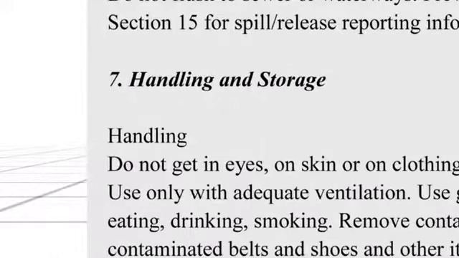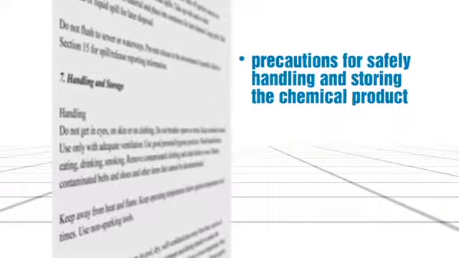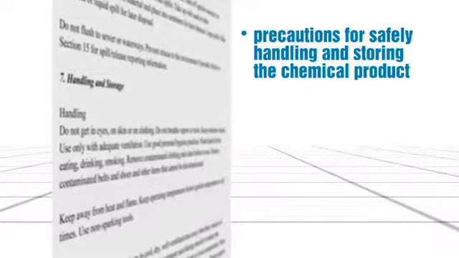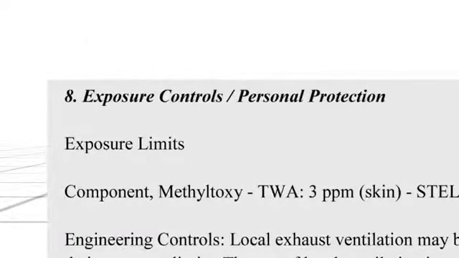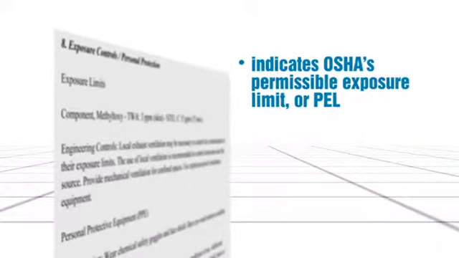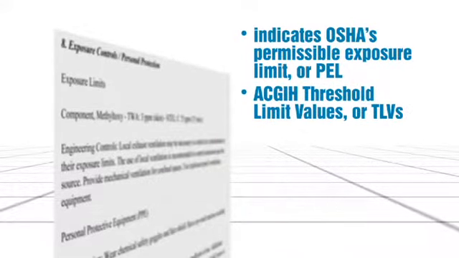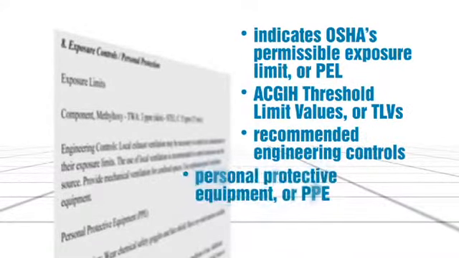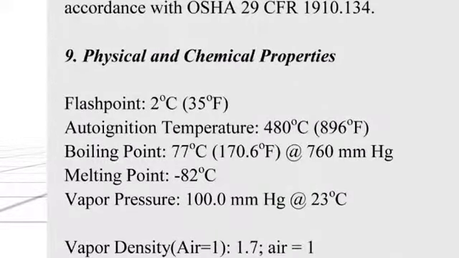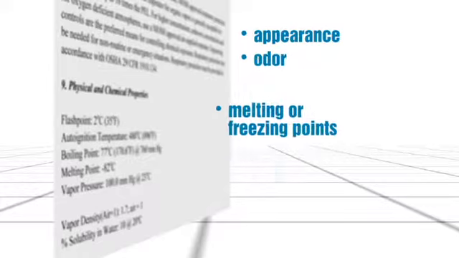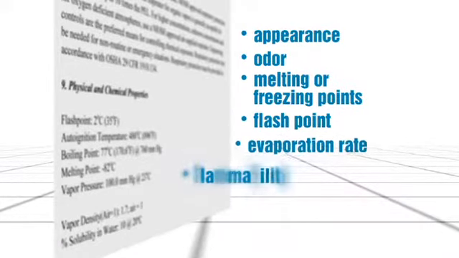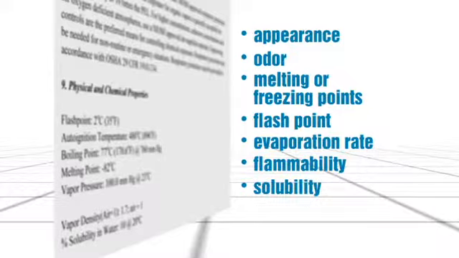Section 7, called Handling and Storage, identifies precautions for safely handling and storing the chemical product, including any incompatibilities. Section 8 describes exposure controls personal protection and indicates OSHA's permissible exposure limit, or PEL, ACGIH threshold limit values, or TLVs, recommended engineering controls, and personal protective equipment, or PPE. Section 9, called Physical and Chemical Properties, lists the chemical's characteristics such as appearance, odor, melting or freezing points, flash point, evaporation rate, flammability, and solubility, just to name a few.